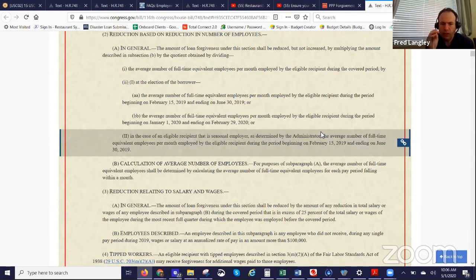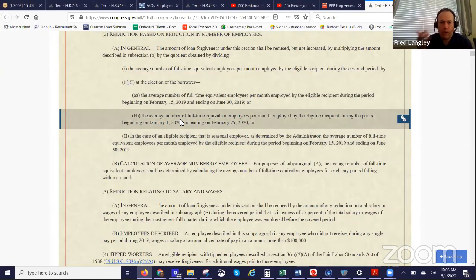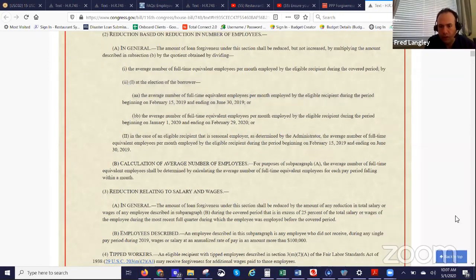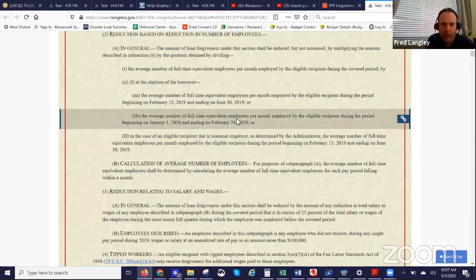But it will take you directly to the part of the law that explains the sections of the spreadsheet that we're talking about. And this here, it's kind of talking about figuring out what your average number of full-time equivalents is that you're comparing your business to. And you actually have a couple of choices on how you do it. So, one of them is taking the average of February 15th, 2019 to June 30th. Let's say you weren't open, or it was off. You can choose the beginning of this year.